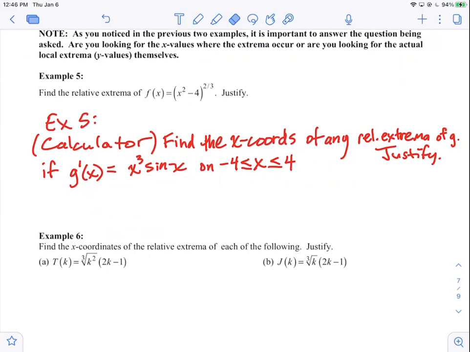If you want to come grab a calculator, you can. While I'm talking, you can grab a calculator. I'm going to use the online one.